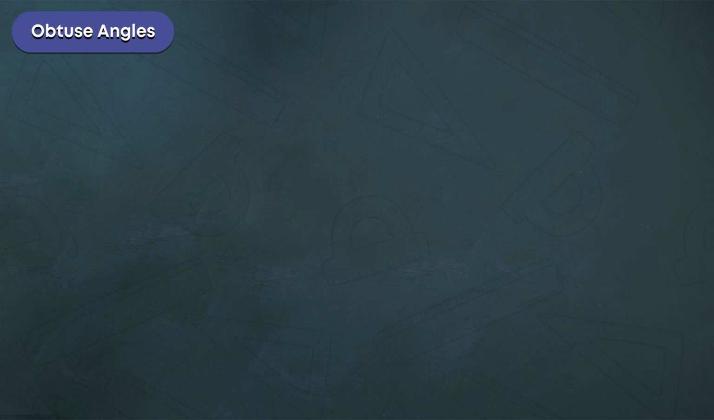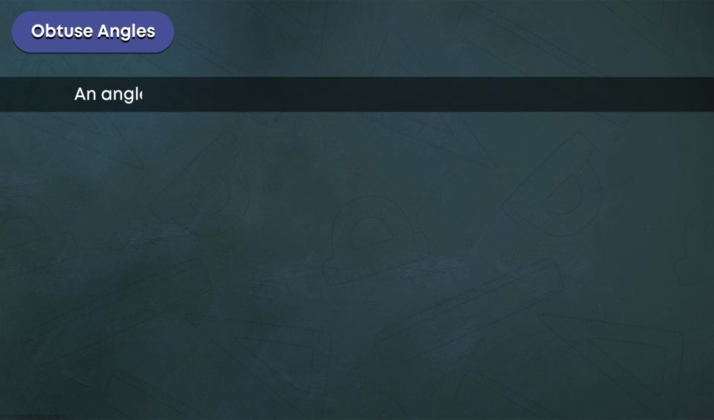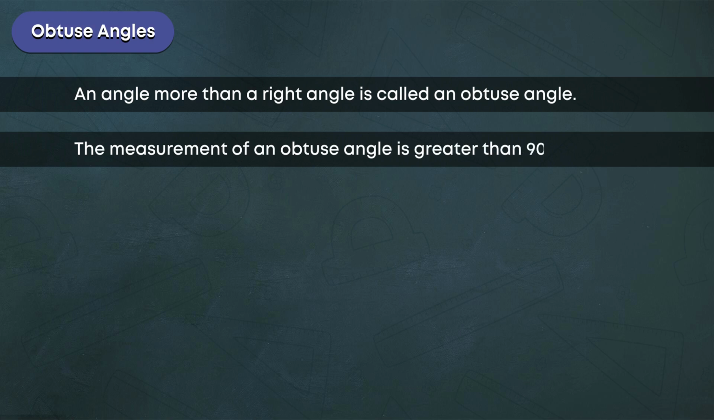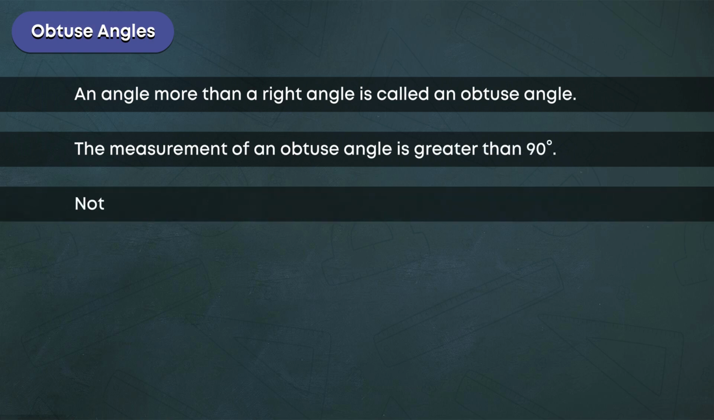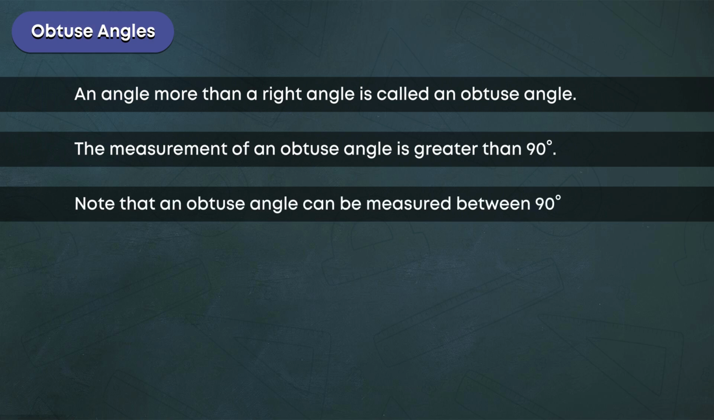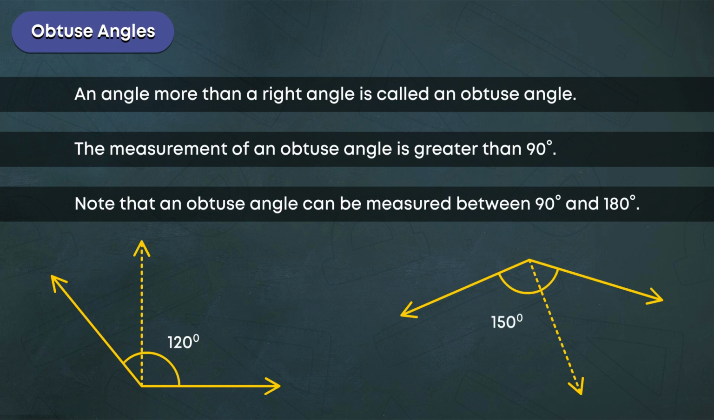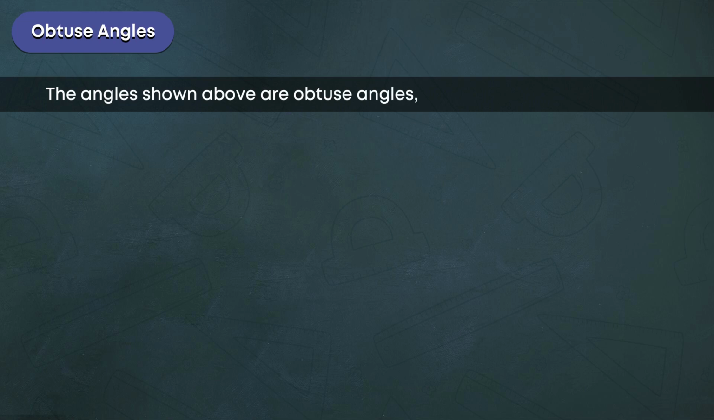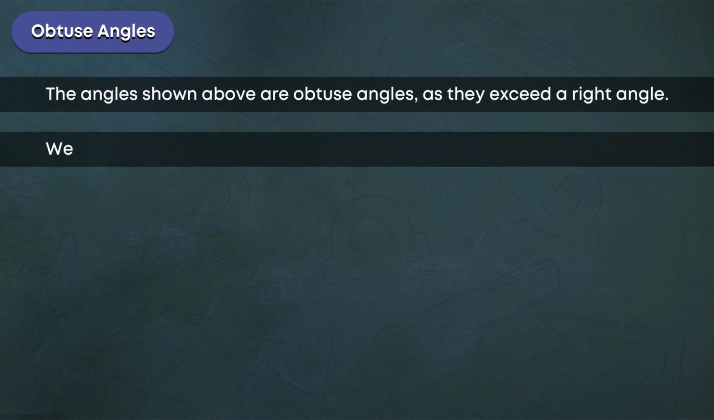Obtuse angles. An angle more than a right angle is called an obtuse angle. The measurement of an obtuse angle is greater than 90 degrees. Note that an obtuse angle can be measured between 90 degrees and 180 degrees. The angles shown above are obtuse angles, as they exceed a right angle. We can observe obtuse angles all around us.